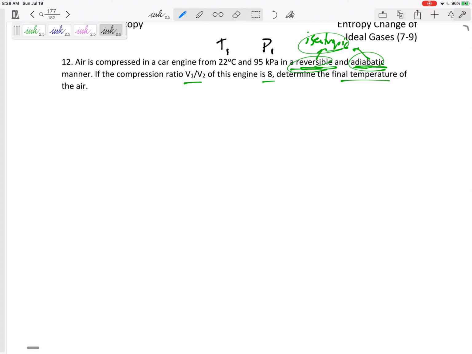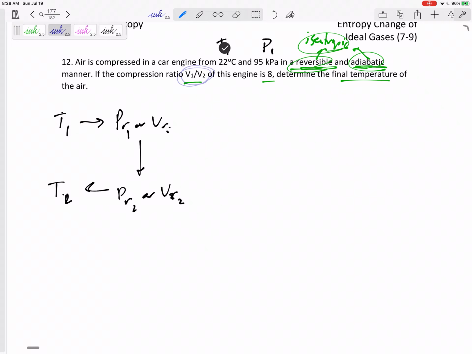Okay, so if I know T1, then I can get either PR or VR based on the temperature. Then I can convert that to PR or VR2 and go get T2. Do I need to use PRs or VRs? Well, I know the ratio of volumes is 8. So if V1 over V2 is 8, that's also VR1 over VR2. So let me use VRs.